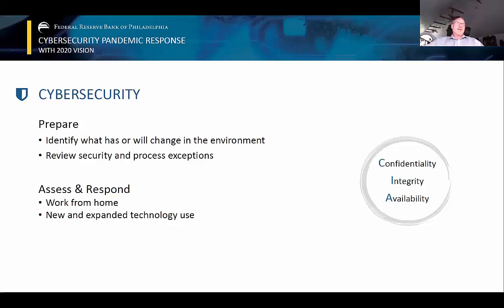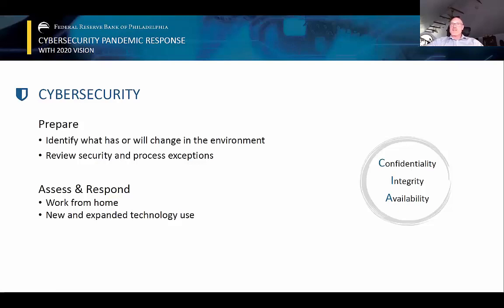Now, at this point, I should probably mention, maybe some of you may have a question, that everything I'm talking about really appears kind of inwardly looking, right? Like I'm talking about your work from home posture and your changing technology environment and things like that. So what does this have to do with third parties, right? Maybe kind of a question that you have, and I promise I'm going to answer that in just a moment.